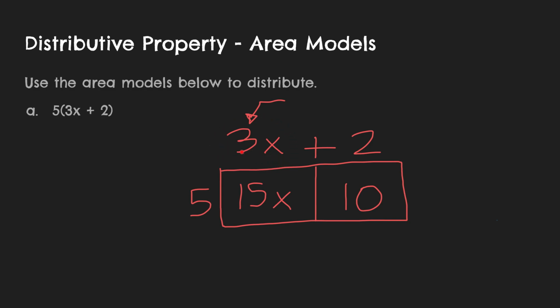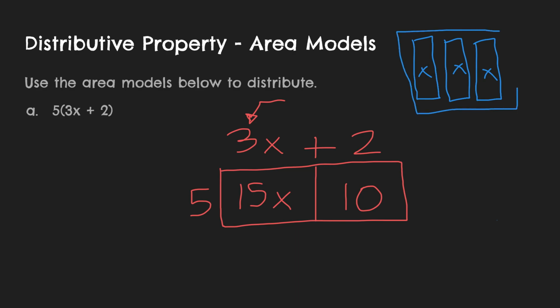So don't think of these as individual things. This is one big thing. Or if it was a model, remember 3x would represent something like this. And so if we had 5 groups of these, let's say that's one group. If we had 5 groups of those, it would be 15 of those, right?